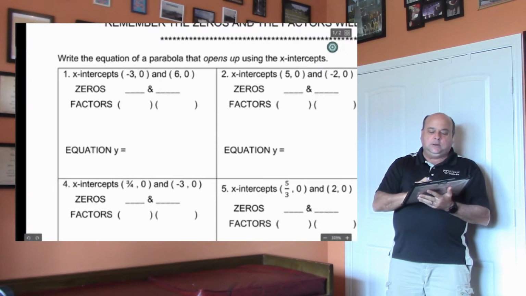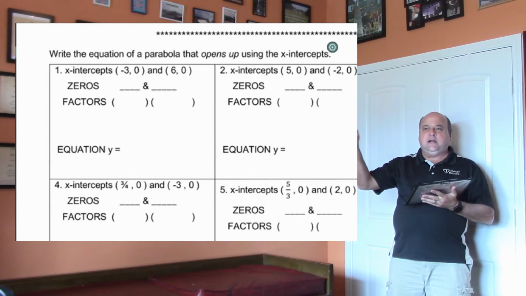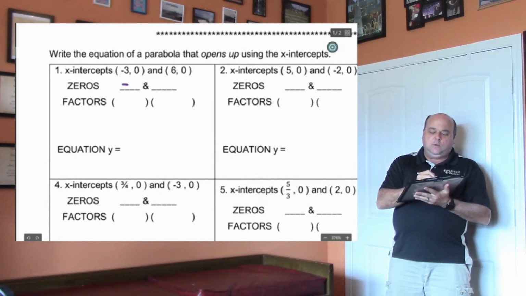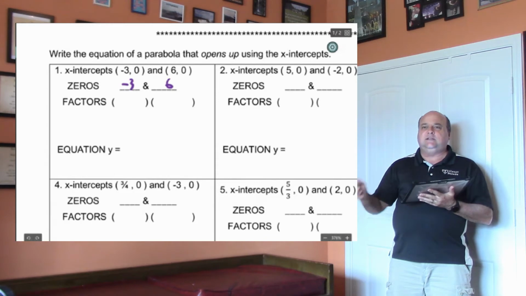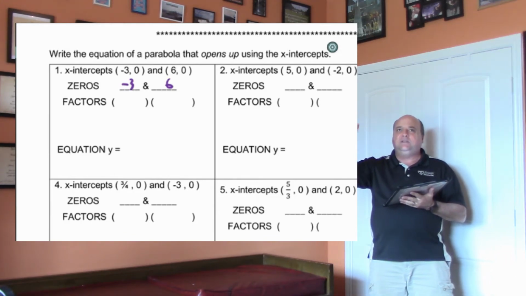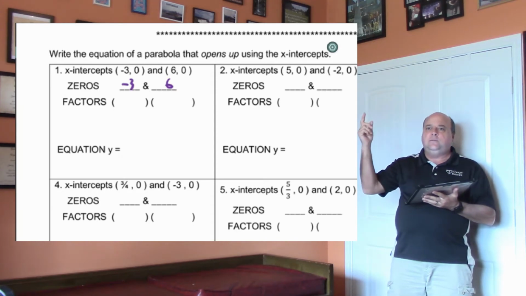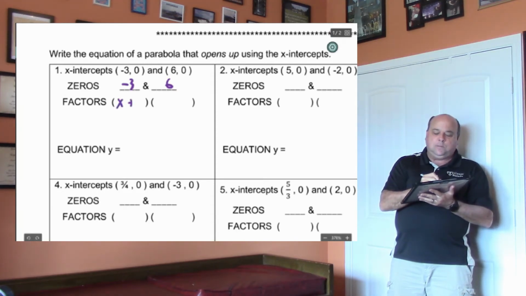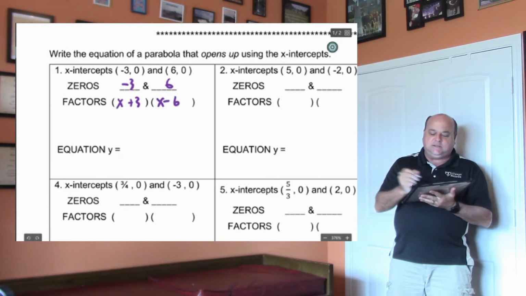So let's go down to here. The x-intercepts are -3 and 6. My zeros would be -3 and 6. That's where the parabola crosses the x-axis. And then I flip the signs to generate the factors. The factors would be x plus 3 and x minus 6.